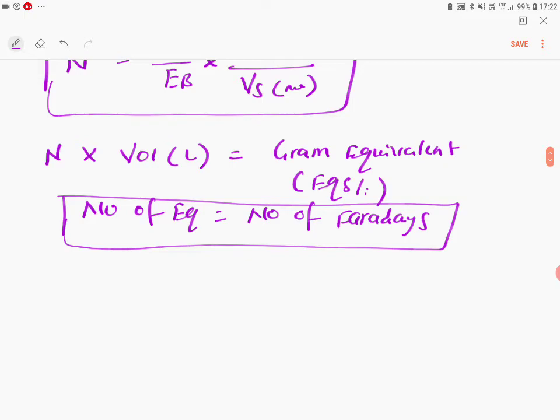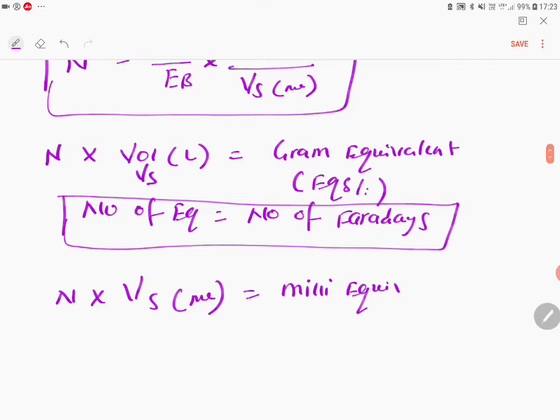Next, if the volume of the solution is in ml, instead of gram equivalent or equivalent, you will get milli equivalent.